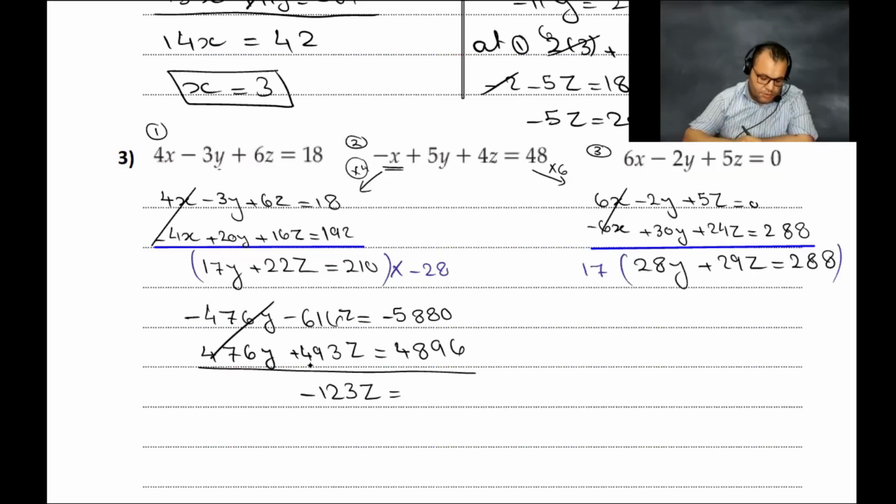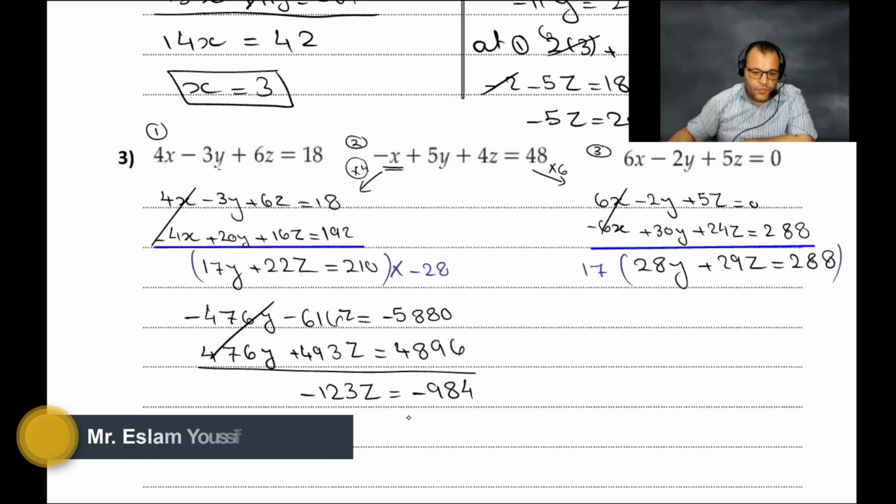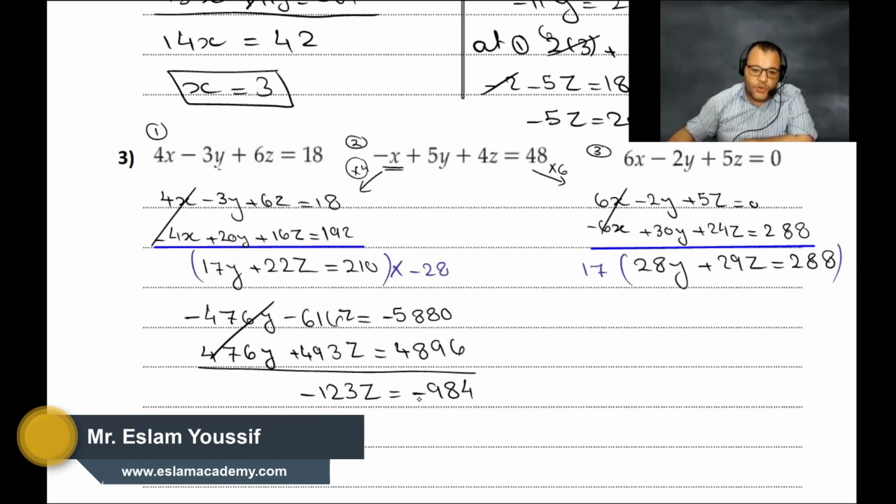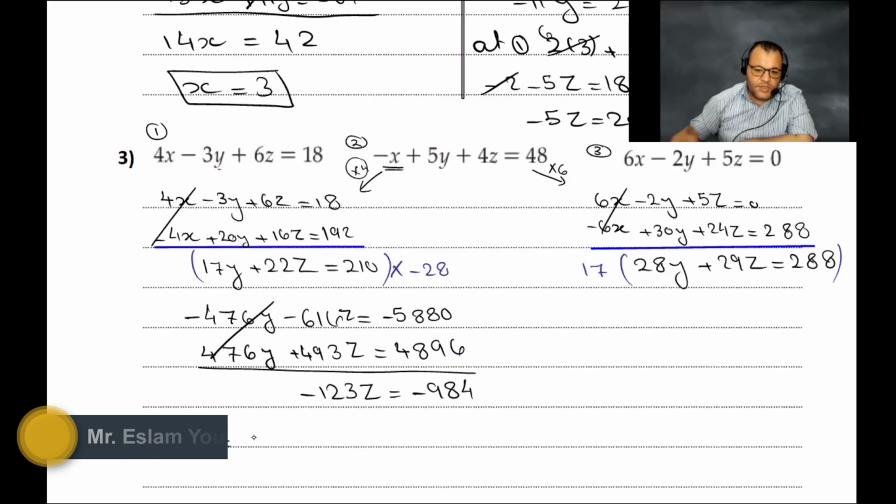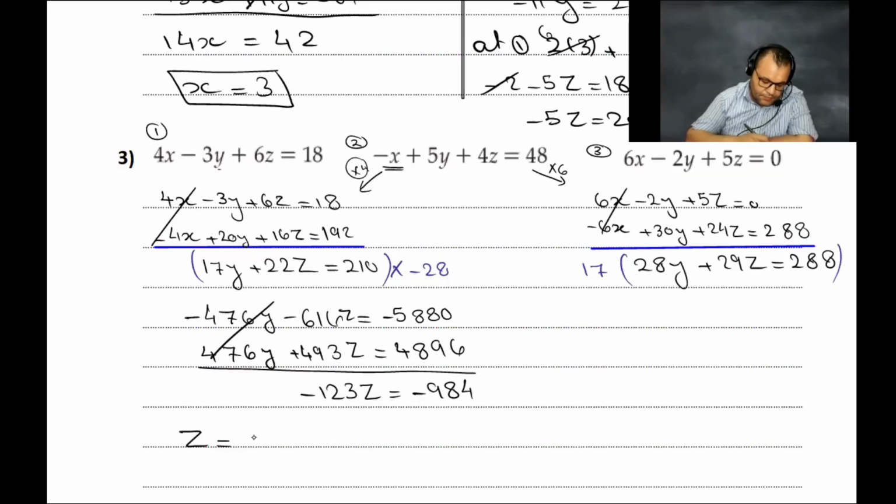equals negative 5880 plus 4896. It will be negative 984. So now we will divide both of them by negative 123. That means z equals 8. z equals 8. Then use one of the two equations.